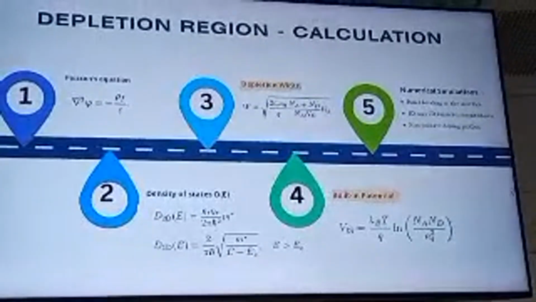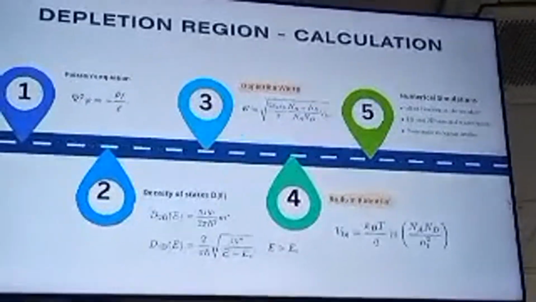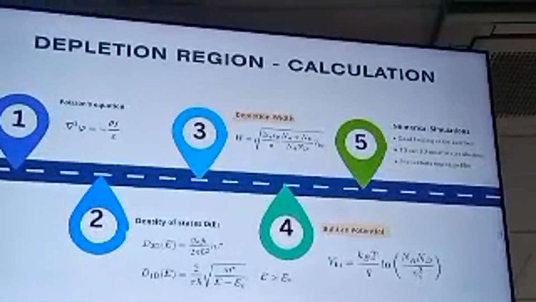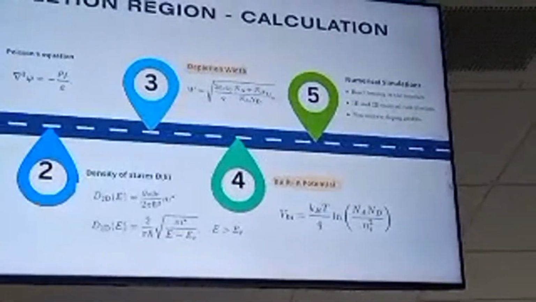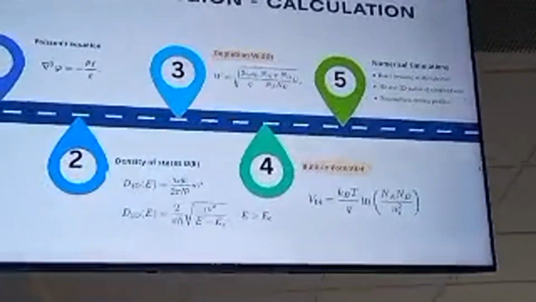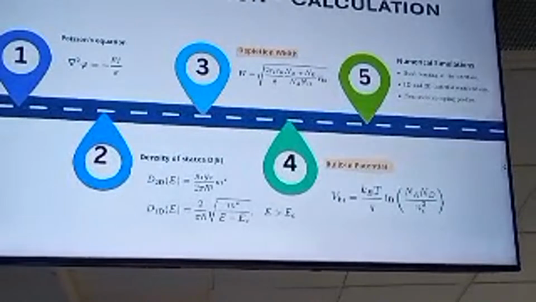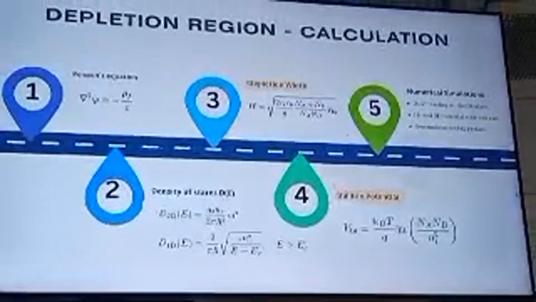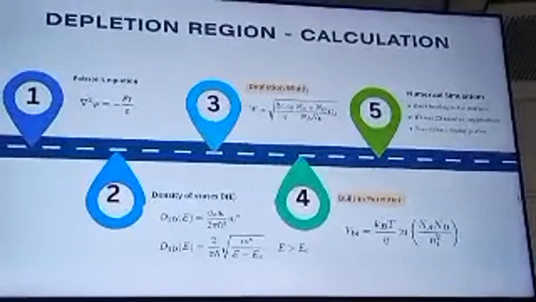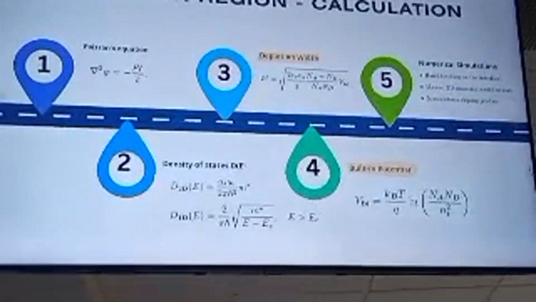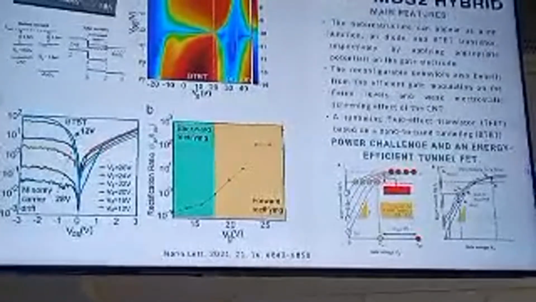Usually the calculation goes this way. We start from Poisson's equation, then depending on the dimensionality of the system, we have 2D and 1D density of states. From that we can calculate the depletion region and built-in potential, which depends on acceptor and donor density. Then we can do numerical simulations depending on the system, for band bending, 1D, 2D material correlations and non-uniform doping properties.